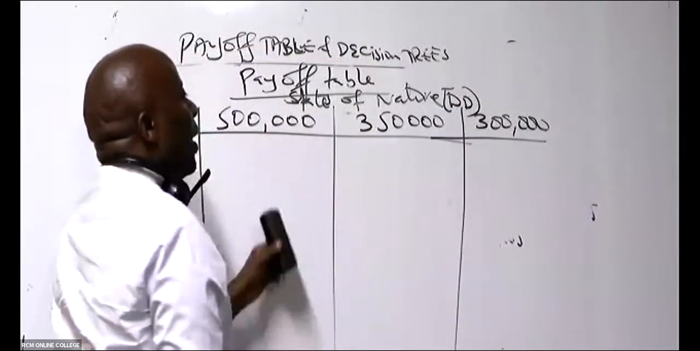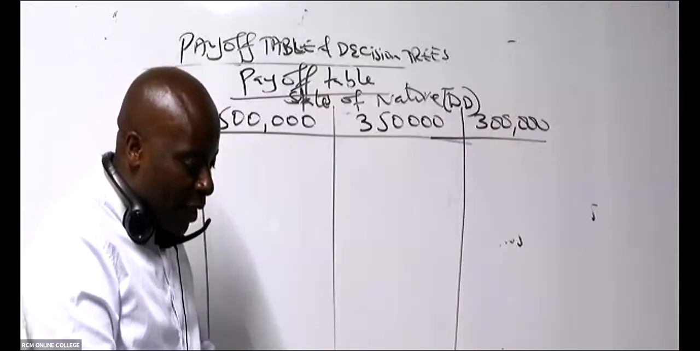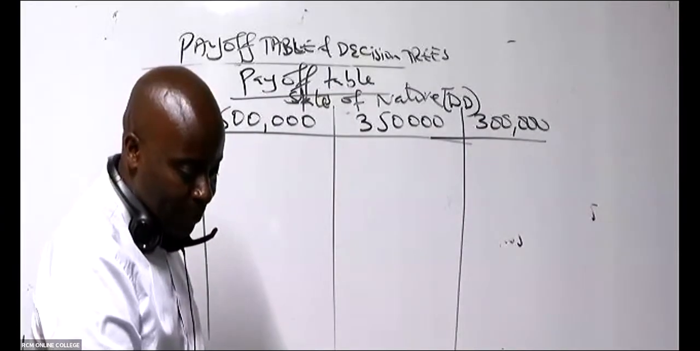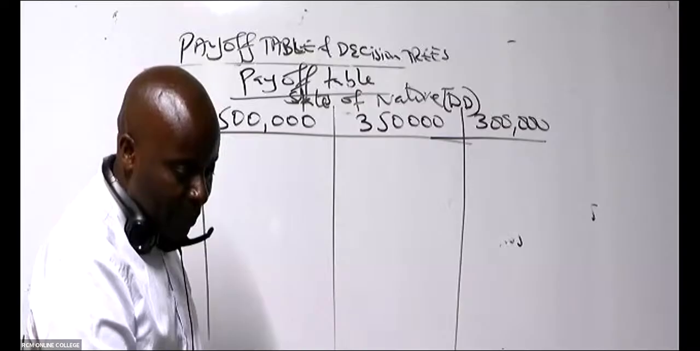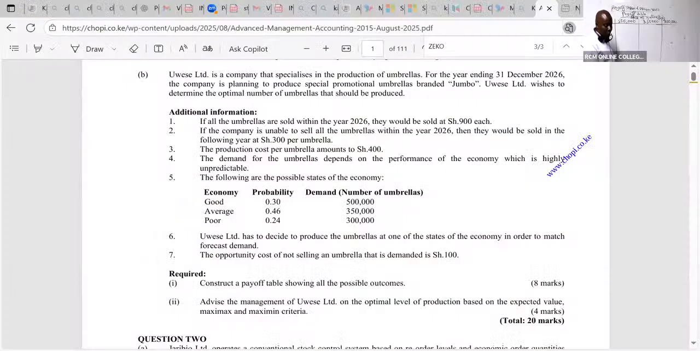Probabilistic events are the ones we take as the states of nature, because states of nature are those that are uncontrollable. Let me repeat, ladies and gentlemen, you can see here, they have told us from note number 5, the demanded units, they are probabilistic. So those which are probabilistic are states of nature, we take them up there. So we have 500, 350, then we have 300,000.